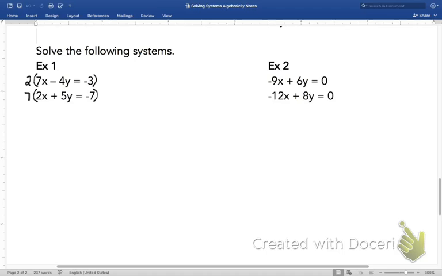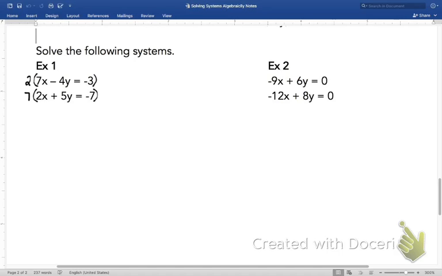Now, it's not always going to be the case where it's just the opposite number. Okay? And if you look at number 2, I wouldn't get in the habit of saying, yeah, I want to multiply the top one by 12 and the bottom one by 9. Okay? Those are going to be really big numbers. Try to get your numbers to be as small as possible. In some cases, you have no choice but to multiply by the opposite coefficient.